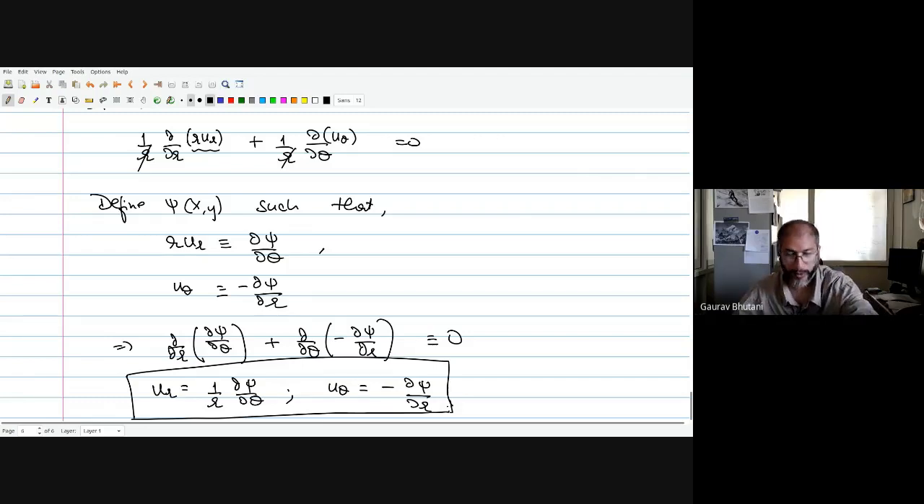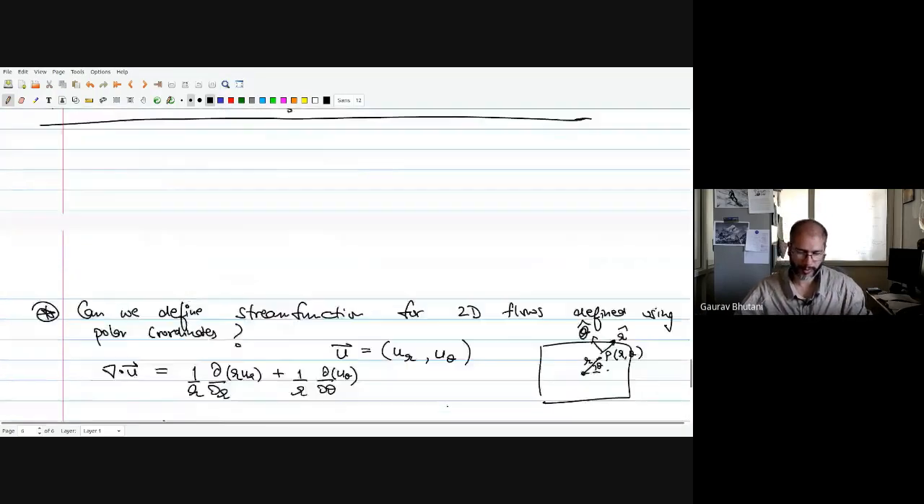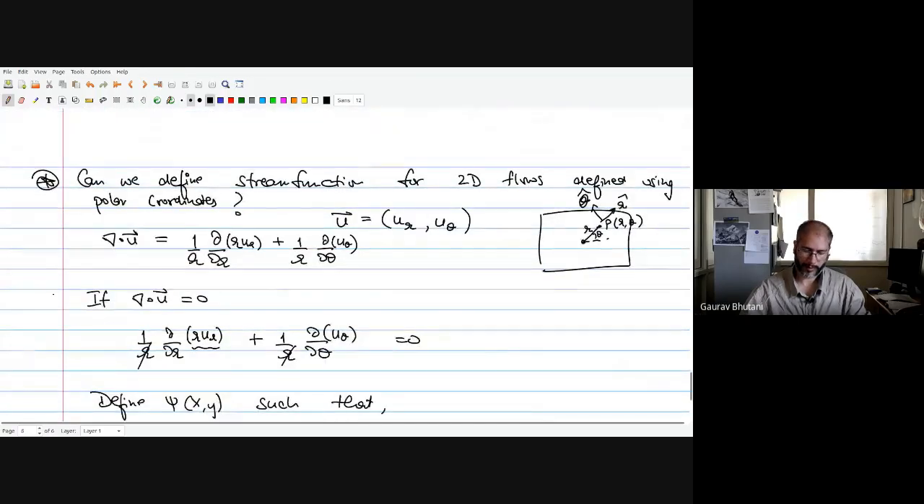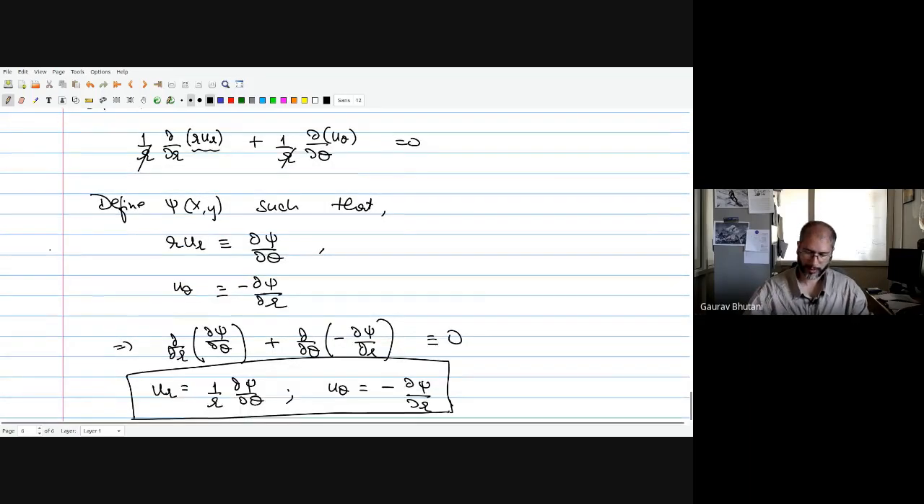Okay, and you can use the same idea for the question I gave you just a few seconds ago, this one. So you write the continuity equation for steady incompressible flows, and you try to define psi in such a way that divergence of u is identically satisfied for those. Of course, keep Cartesian coordinates, don't use polar coordinates, but this will work fine.